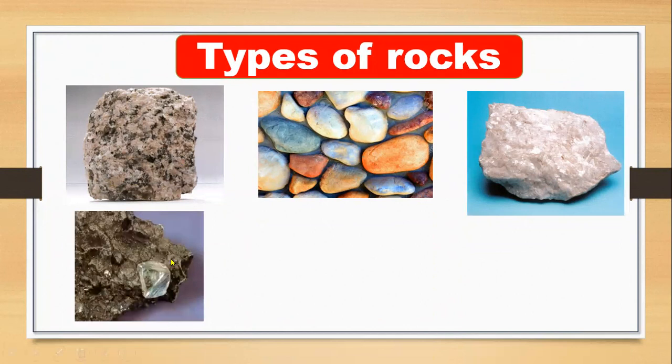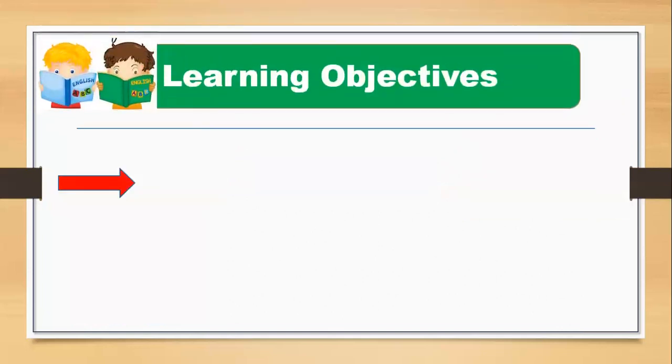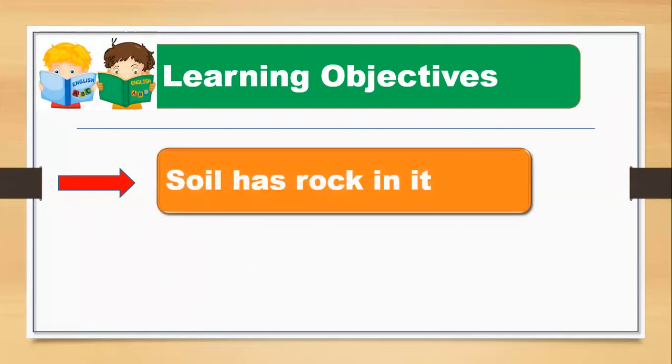The next one is diamond. So here is the diamond. The diamond is a very hard rock and so expensive. You can use this rock for jewelry. In lesson number 3, you are going to learn about soil. Soil has rock in it. So let's talk about more.